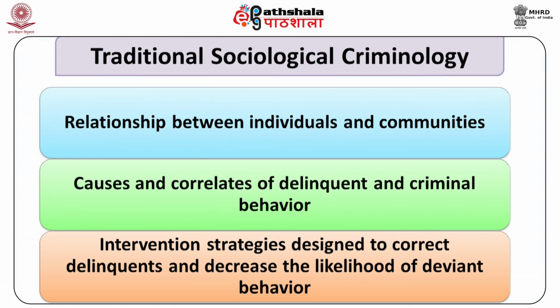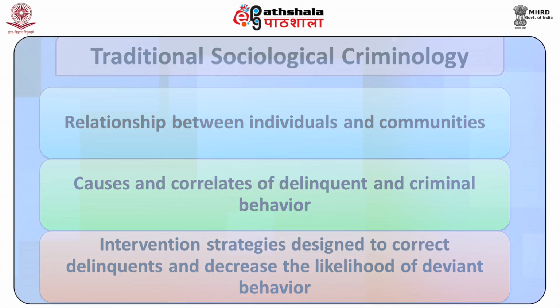The traditional sociological criminology has focused on the relationship between individuals and the communities. Its central concerns have been the causes and correlates of delinquent and criminal behavior. And it has sought to develop intervention strategies designed to correct delinquents and decrease the likelihood of deviant behavior.